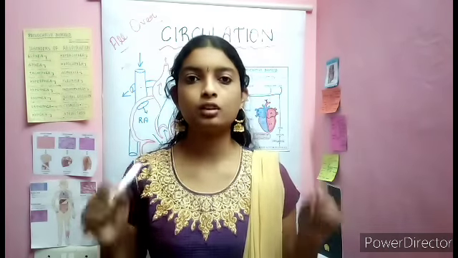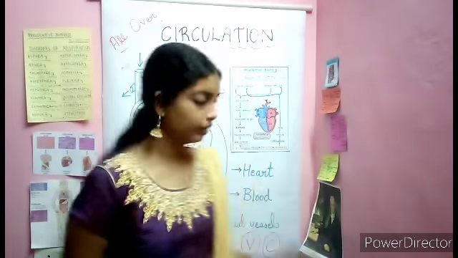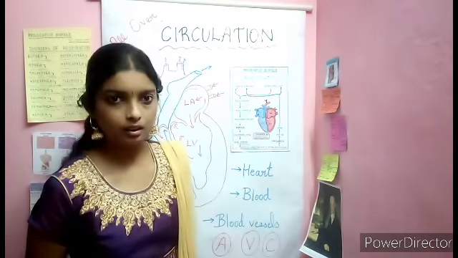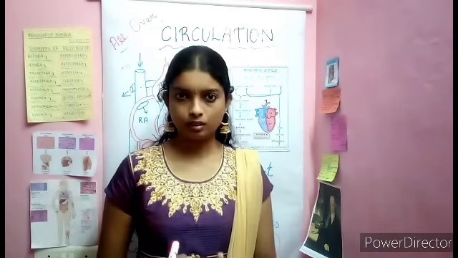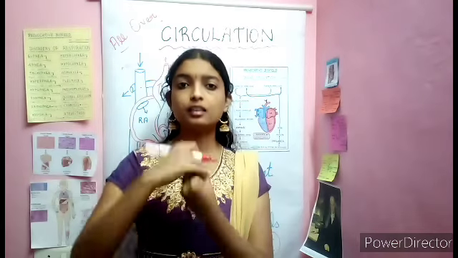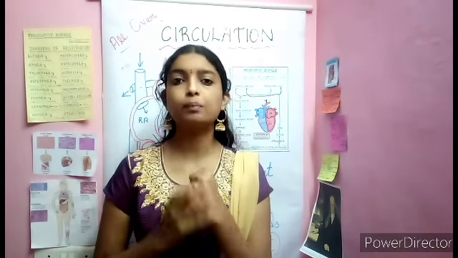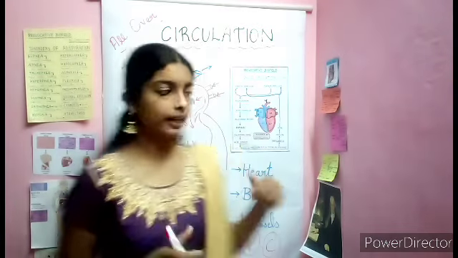This video is about the circulatory system. Our circulatory system consists of the heart and blood vessels. The heart is present between the two lungs, inside the thoracic chamber. It is covered on the outside by a membrane called the pericardium, and the internal structure of your heart looks like this.